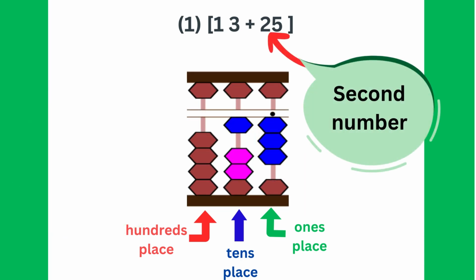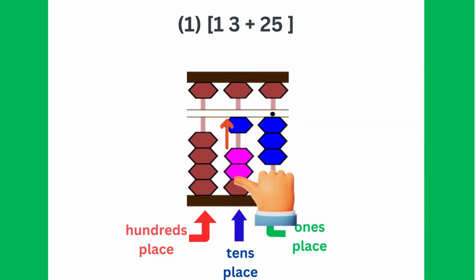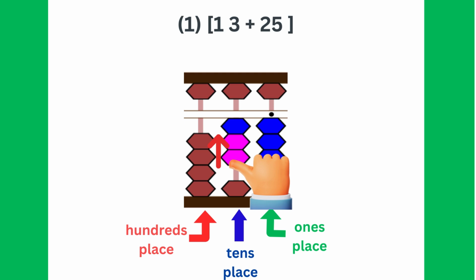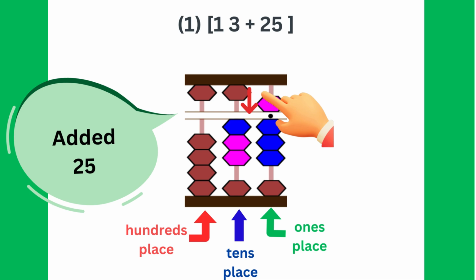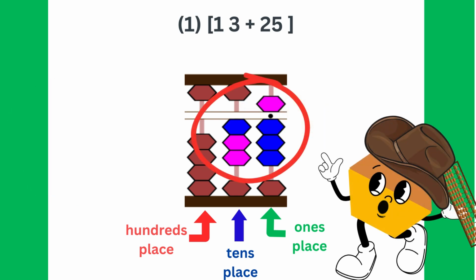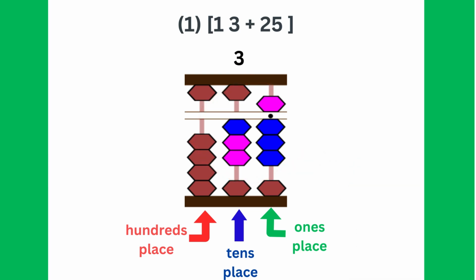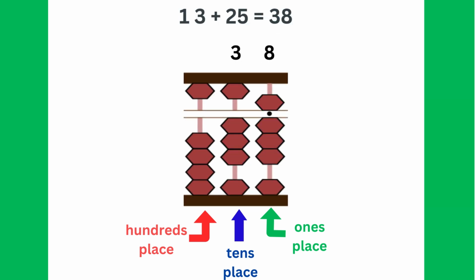The next number is 25. The highest digit is also in the tens place. Therefore, move two lower beads in the tens column towards the bar. Then move the upper bead in the ones column towards the bar. Count the beads attached to the bar. It's 38. Therefore, 13 plus 25 is equal to 38.